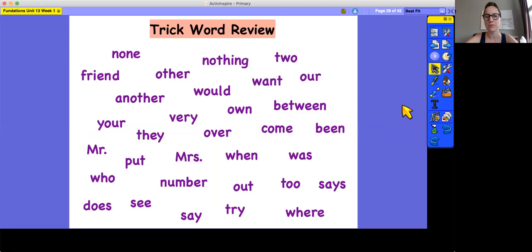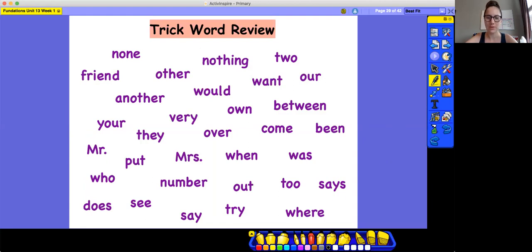Today for our trick word review, I'm going to have you find 5 different trick words. So we're going to do this quickly, and after we find the 5, we're moving on. So the first word I'd like you to find is own, like I own a backpack. Own. O-W-N, own.